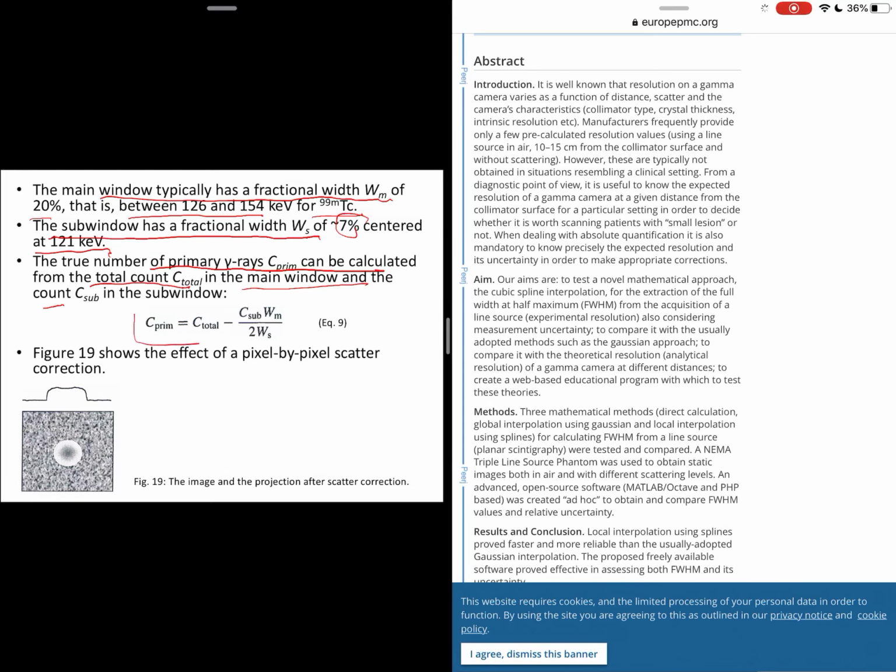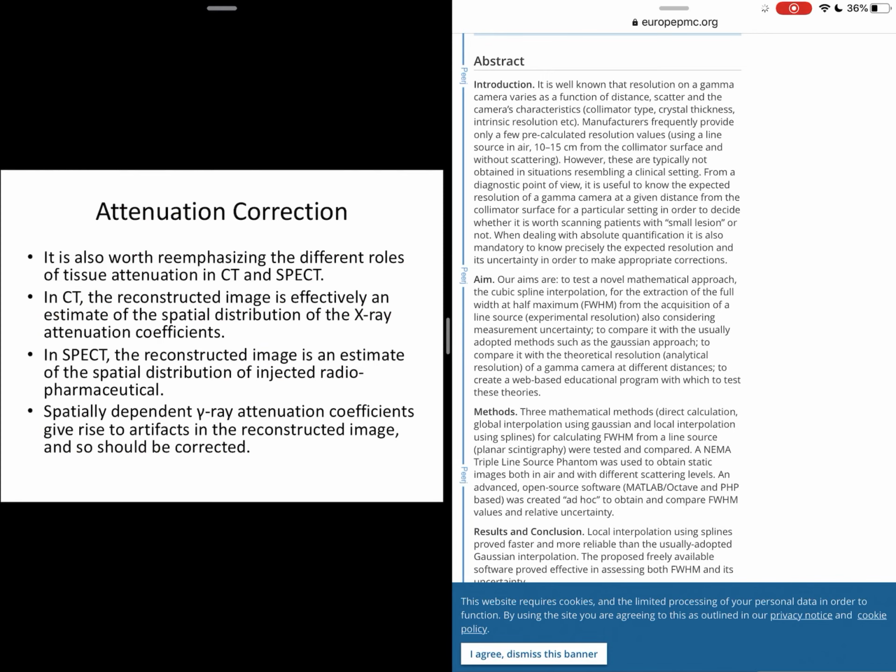So the true number of primary gamma rays can be calculated from the total count in the main window and the count C sub in the sub-window, following these equations. Figure 19 shows the effect of a pixel by pixel scatter correction. So this is the image and projection after going through the scatter correction. Basically, we pinpoint the 1D back projection of the real image here.